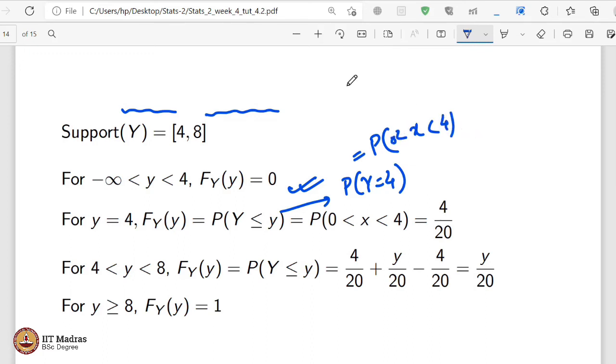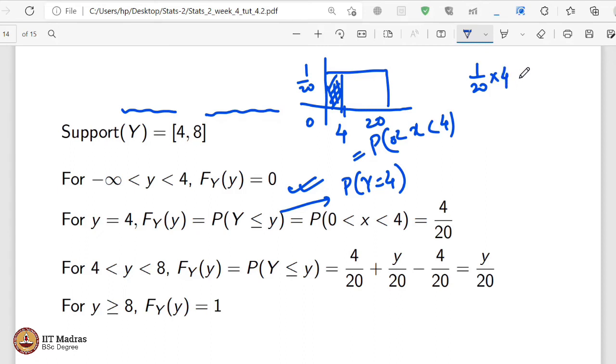right? And the probability from 0 to 4 can be calculated directly as the PDF of x was what? From 0 to 20, 1 upon 20. So from 0 to 4 it can be calculated directly. So what is the area of this? So this area would be 1 upon 20 into 4, right? So that is 4 upon 20. Okay, so that is what we have got.